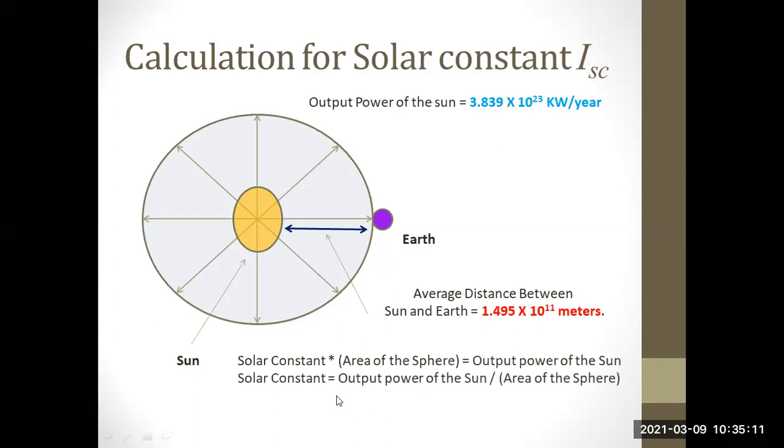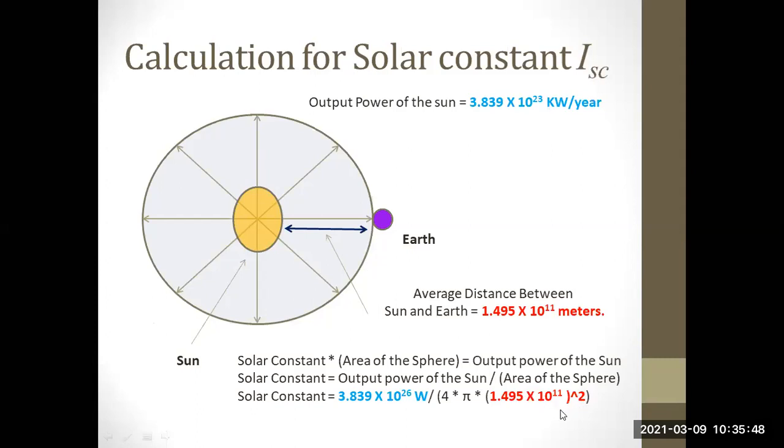If we want to calculate the value of the solar constant, we need to rearrange the terms. So output power of the sun divided by the area of the sphere is the solar constant. Now the output power of the sun is 3.839 into 10 to the power 26 watt, divided by the area of the sphere, which is 4 pi r square. 4 is constant, pi is constant, and r is the average distance between the sun and the earth, 1.495 into 10 to the power 11, squared.